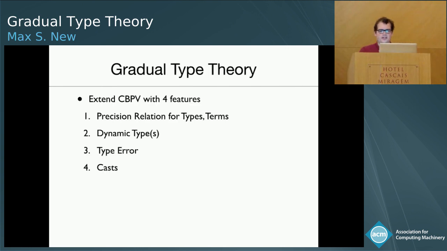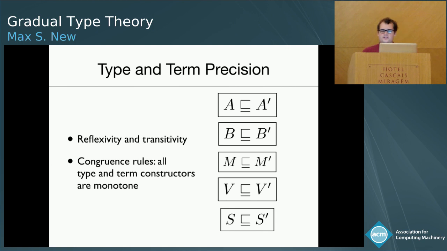Okay, so then gradual type theory extends call by push value with features that axiomatize gradual typing. So specifically, first, to axiomatize the graduality property, we add a precision relation. And the main thing to know is we add a different relation for everything. So we only compare value types to value types, computation types to computation types, etc. And we add reflexivity and transitivity rules for all of them, and congruence rules for all type and term constructors.